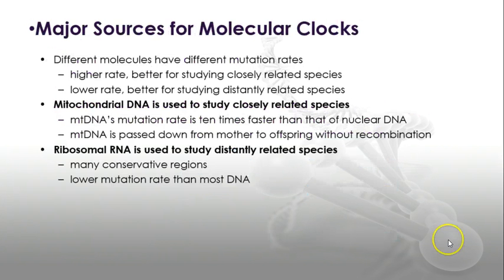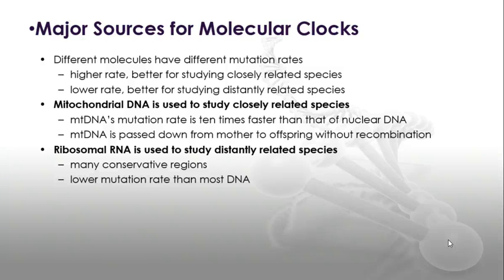All right, so what molecules do we use? Well, different molecules are going to have different mutation rates. If they have a higher mutation rate, that's great for studying closely related species. The lower rates are better for studying distantly related species. And we really use 2 things. Not so much nuclear DNA, because nuclear DNA is going to be recombined during that meiosis process, and you get half from dad and half from mom. But mitochondrial DNA is unique, right, in that respect that it is from mother to child, mother to child, mother to child. And so mitochondrial DNA will actually track the matrilineal lineage.